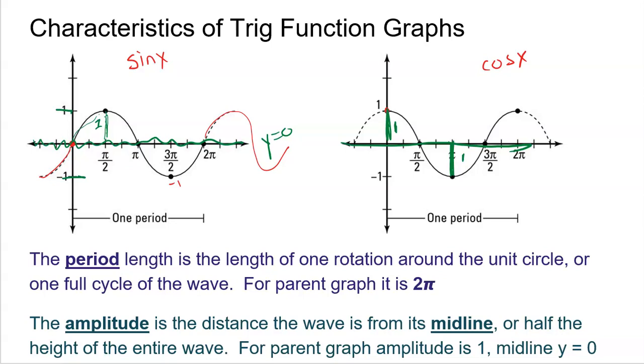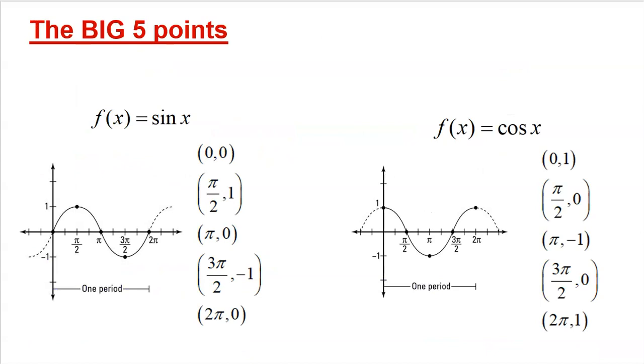All right, so the last thing I want to talk about here is the big 5 points. As we follow the basic one period, let's just focus on one period, there are 5 key points. And this is the axes of the unit circle. So when we think about that unit circle, we're starting here on the far right, then we go to the top, then we go to the far left, then we go to the bottom, and then we go back full circle to where we began. So those are the 5 points. 1, 2, 3, 4, 5, back to where we began.